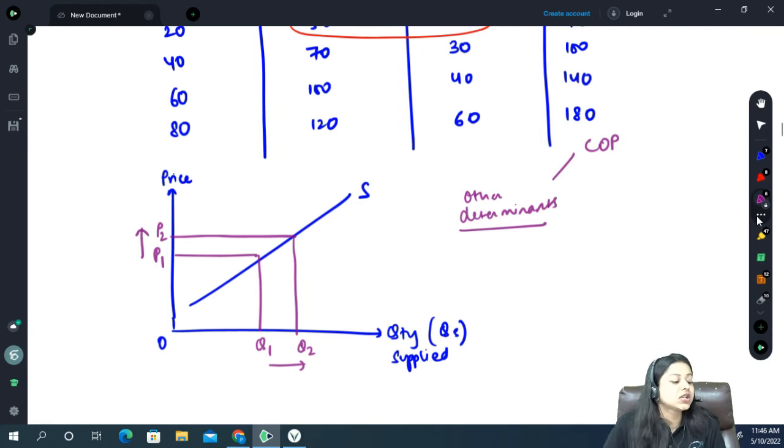For example, change in technology. And someone mentioned the scarcity of raw material. If there is a scarcity of raw material, my price for that raw material will increase. Clear? So the cost of production will increase. Clear?